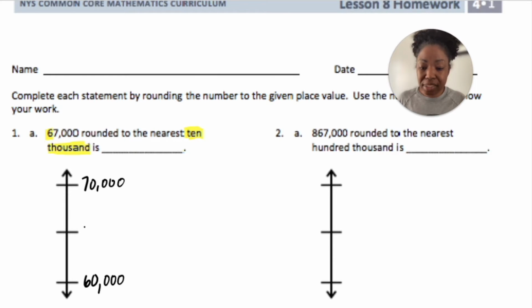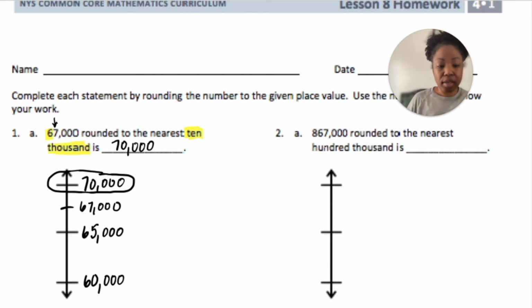Halfway would be 60,000 and 5,000 or 65,000. This number is 67. There's a 7 next door. So that's more than 65. So we would round up to 70,000.